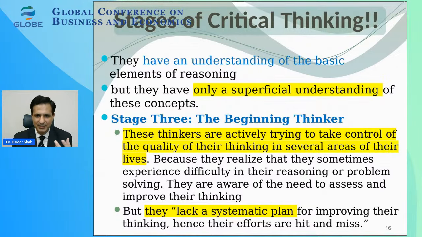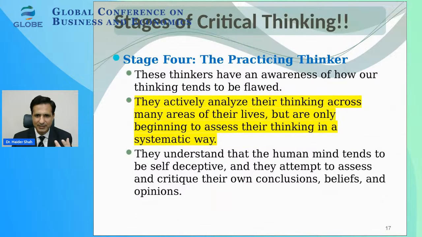That's the beginner thinker. Then we talk about the fourth stage, which is the practicing thinker. Who are the practicing thinkers? They try to actively analyze their thinking across many areas of their life, but are only beginning to assess their thinking in a systematic way. What's the difference between the third and the fourth? Now they have shifted from the lack of a systematic plan to a systematic way.